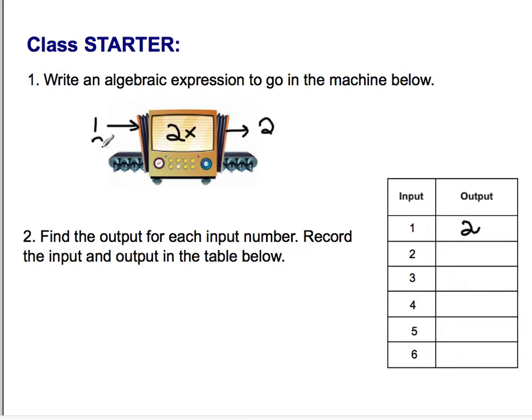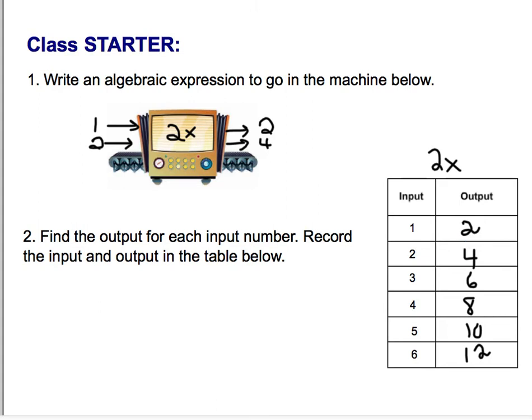If I put 2 into my machine, it's going to be 2 times that number. So 2 times 2, it should spit out 4. And then I'm pretty sure we can take a look at just the pattern here. So 3 times 2 is 6. 4 times 2 is 8. 5 times 2 is 10. 6 times 2 is 12. So these two, the input and the output, are related by the algebraic expression 2x.